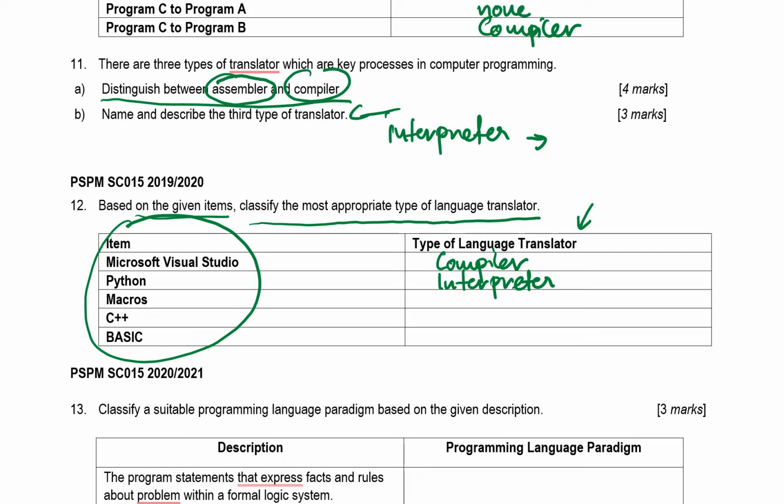That's why you need to remember examples of languages that use interpreter and examples of languages that use compiler. And then macros. Macros uses assembler. This one is a low level language. C++, of course, compiler. And the last one, BASIC. BASIC is interpreter.